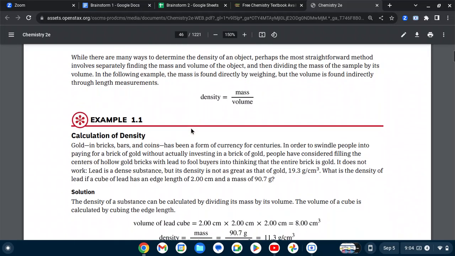While there are many ways to determine the density of an object, perhaps the most straightforward method involves separately finding the mass and volume of the object, and then dividing the mass of the sample by its volume. In the following example, the mass is found directly by weighing, but the volume is found indirectly through length measurements.